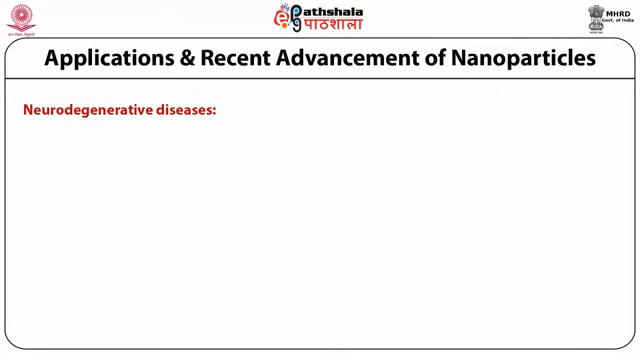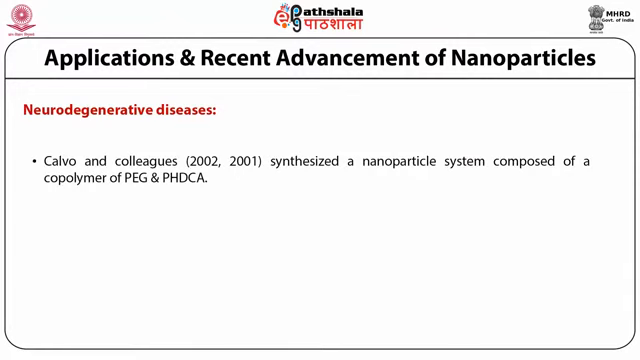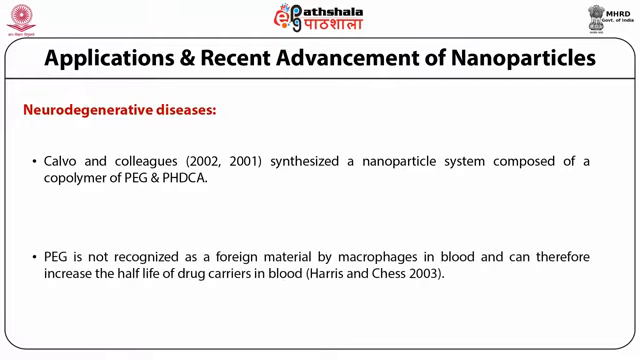The examples of neurodegenerative diseases include the study of Calvo and colleagues in the years 2001 and 2002. They synthesized a nanoparticle system composed of a copolymer of PEG and PHDCA. PEG is not recognized as a foreign material by macrophages in blood and can therefore increase the half-life of the drug carriers in blood, as per the studies of Harris and Chess in the year 2003 also.